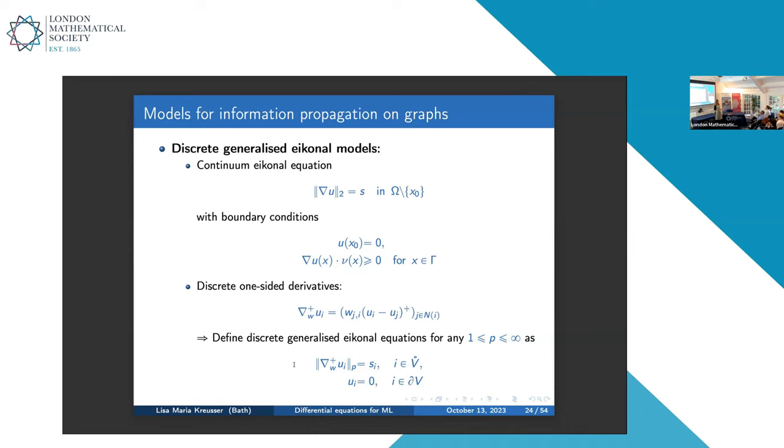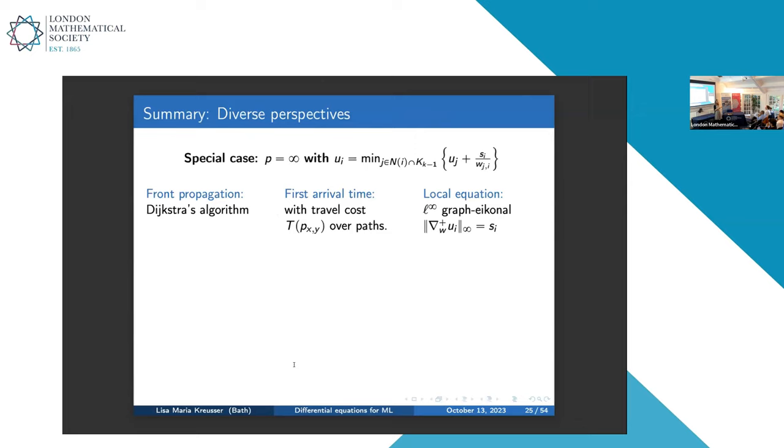And then having these three different approaches, it turns out that for the special case when p is equal to infinity, the front propagation approach is associated with the Dijkstra algorithm. The first arrival time approach can be regarded as minimizing over all possible paths and coming up with an associated travel cost. And last but not least, for the local equation, we basically obtain an L-infinity graph eikonal equation. And so the associated update formula, which we obtain, is written up here. So this is already very nice, that we discovered a connection between Dijkstra's algorithm, how we can express shorter travel times, and the local equation.